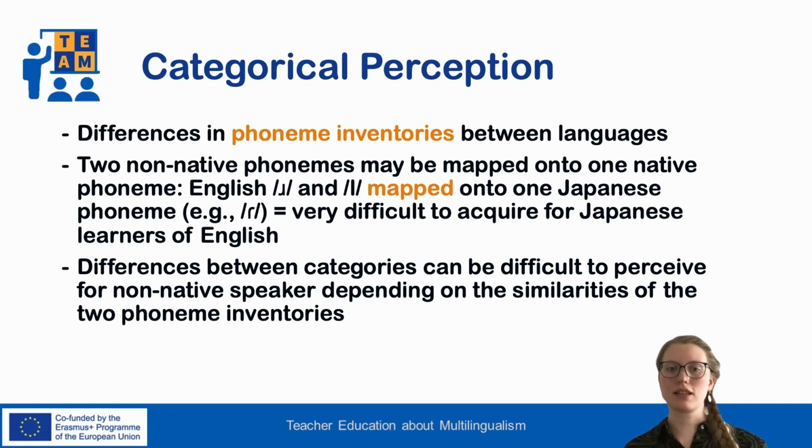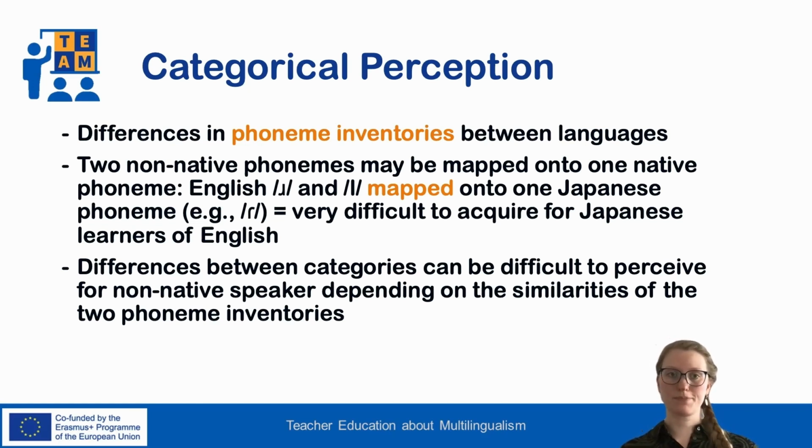And here the example is that the English R and L sounds that we saw, which only exist in English but not in Japanese, are then mapped onto one Japanese category. And this can, for example, be a flap or a tap. And it's very difficult for Japanese speakers to acquire those sounds because they are mapped onto this single category, at least initially. And the difference between categories can be difficult to perceive for non-native speakers, depending on the similarity of the two phoneme inventories.